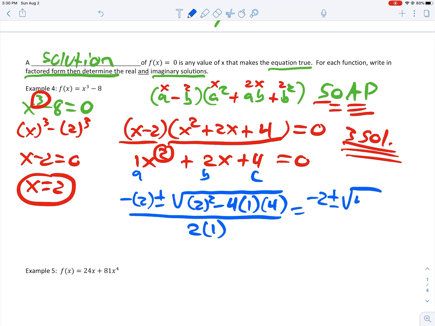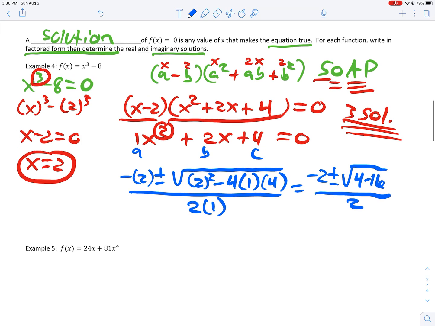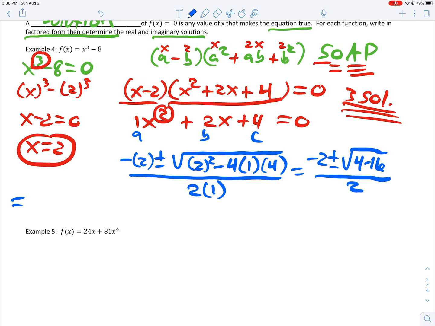And now we just simplify like we did on the last set of notes. So this would be 4 minus 16 all over 2. Coming down here, negative 2 plus or minus the square root of negative 12, over 2. So as soon as I see that negative underneath the radical, I know that I'm going to get imaginary solutions. I'm going to get 2 of them, and then I'm going to have the 1 real. So I will have my 3 solutions in a couple steps.